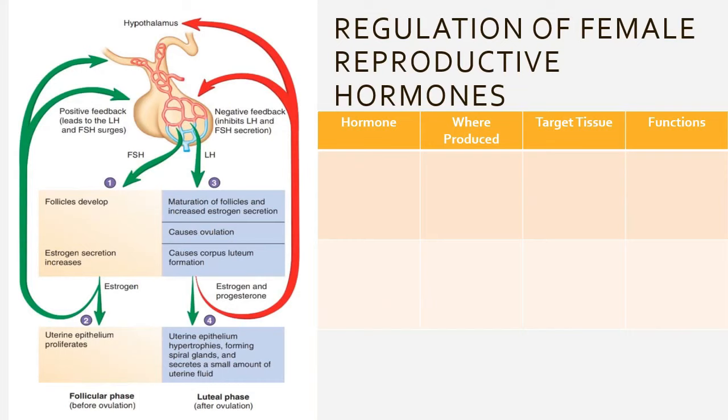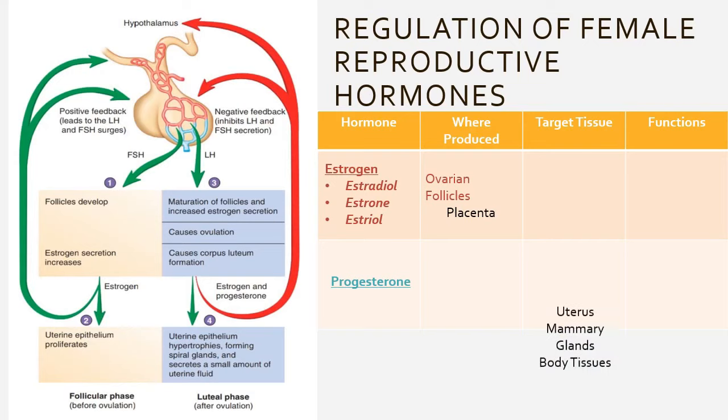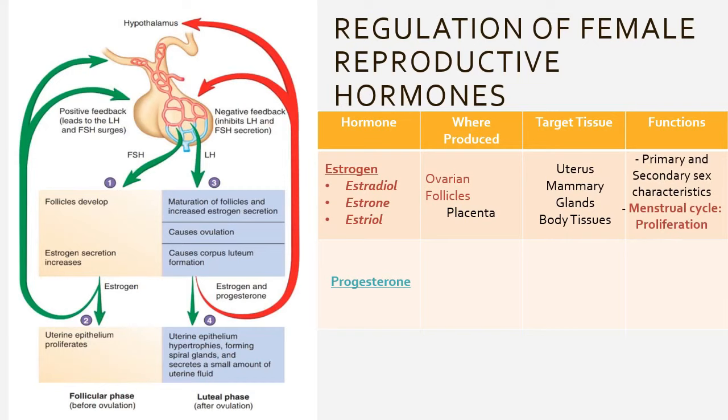Next, let us talk about the two main hormones of the female reproductive system. We have here estrogen and progesterone. Estrogen is primarily secreted by the ovarian follicles. The placenta also plays a role in secreting estrogen. The target tissue of estrogen includes the female reproductive organs as well as the different body tissues. This is particularly significant during puberty.